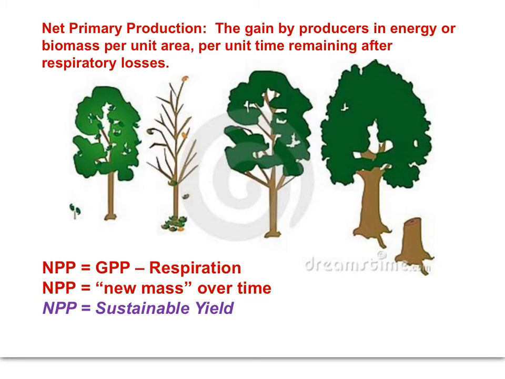Thus, GPP over the year is greater than respiration over the year. NPP is positive over the year. The growth of the tree over the year, or many years, is the NPP, and that's the new mass over time. Now, if humans harvest the tree after a certain period of time, this is a yield. Humans harvest the growth. Humans harvest NPP. NPP is the equivalent to sustainable yield. The yield is sustainable as long as a new tree is planted for every tree harvested.